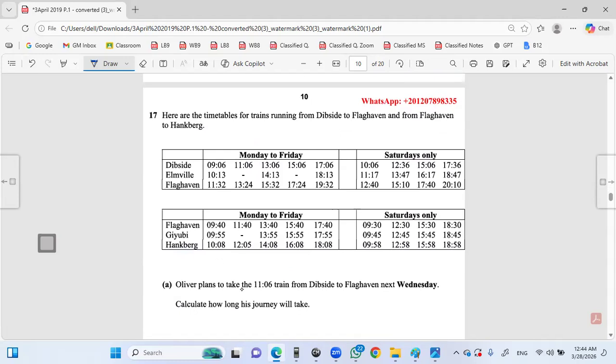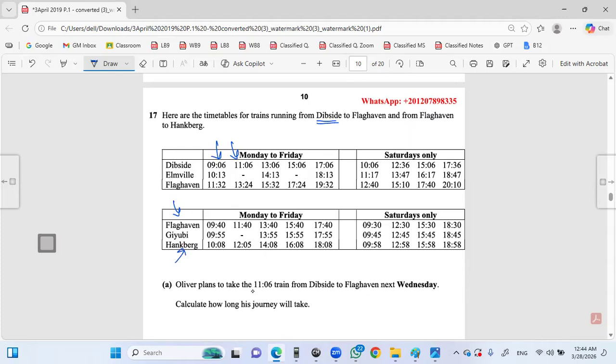Here they're telling you Oliver plans to take, let's read from the beginning. Here are the timetables for trains running from Dipside to Flaghaven, and from Flaghaven to Hangberg. So here you've got the trains. This is a train, another train, and so on, but on Monday to Friday. Here, Saturdays only. And the same thing over here, but it is from Flaghaven to Hangberg.